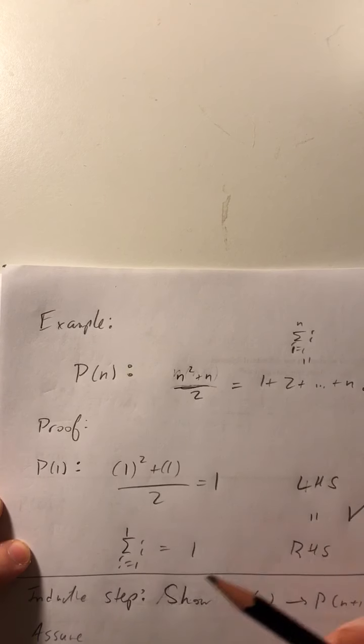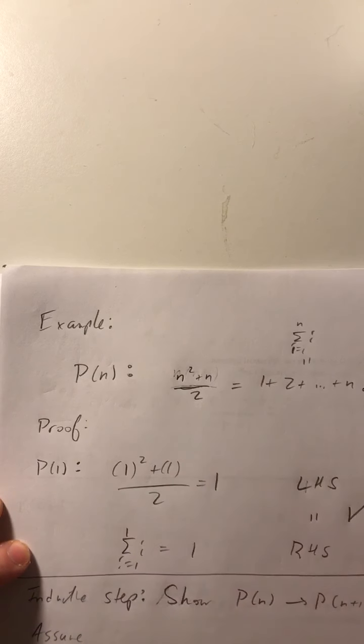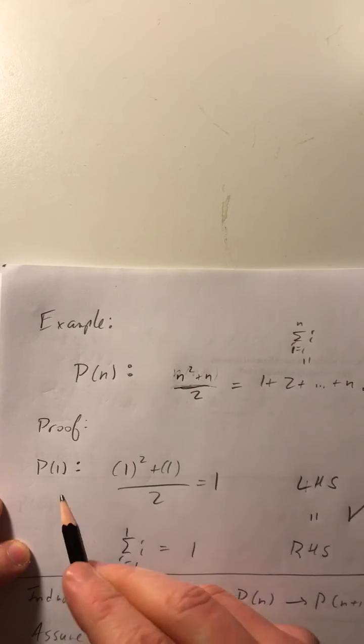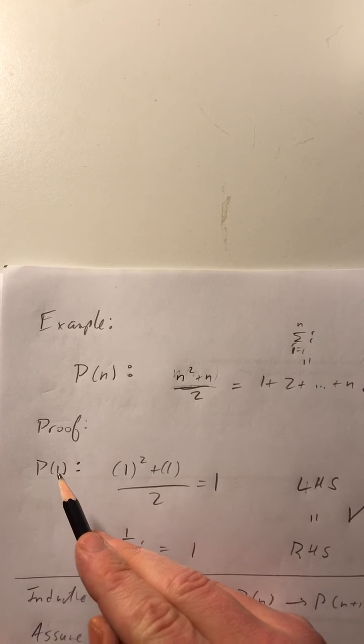In a minute we'll see an example where my first n value is 0, and our base case is going to be P of 0. And we'll also see a situation where my first n value is 2, and then the base case will be P of 2. The base case is just proving P of whatever the first n value is. In this case, it's 1.